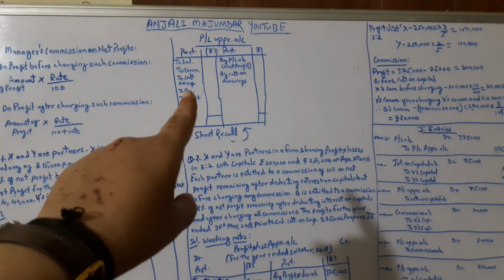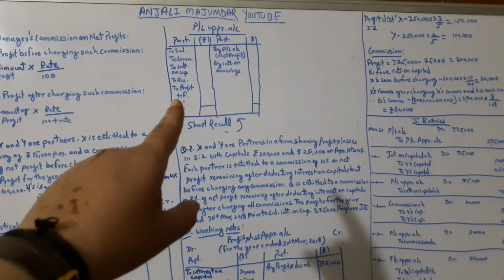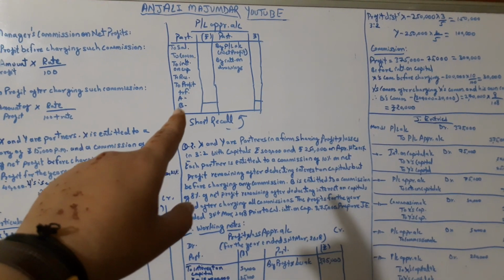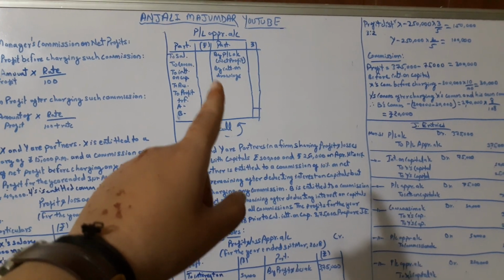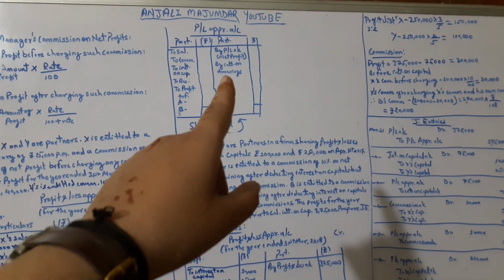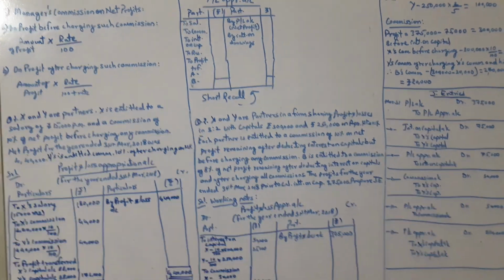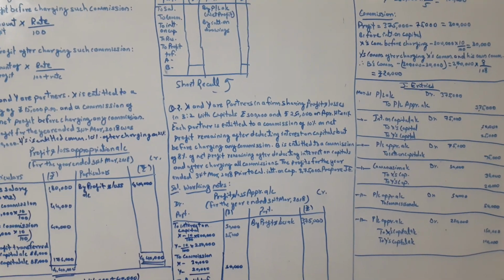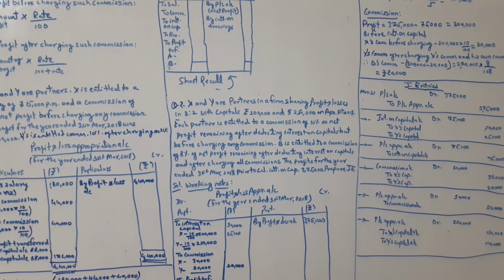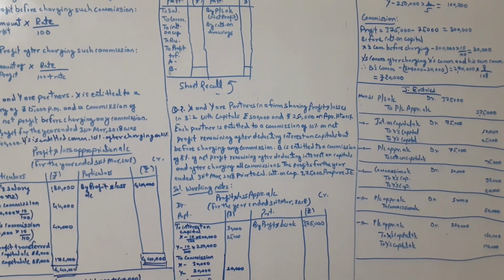So here the format is: to salary, to commission, to interest on capital, to reserve on the debit side, and to profit transferred to A and B if the partners are two. And on the credit side, P&L account, that means whatever net profit is given in the question should first be brought down and recorded on the credit side, and by interest on capital. Now let me explain the question very clearly. It is mentioned that X and Y have capital: X's capital is 5 lakhs and Y's capital is 2,50,000.